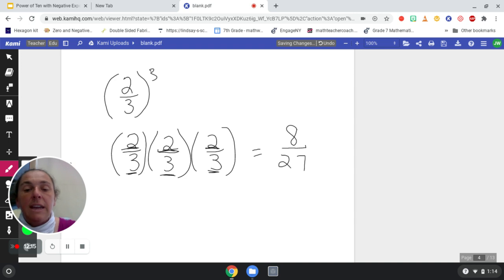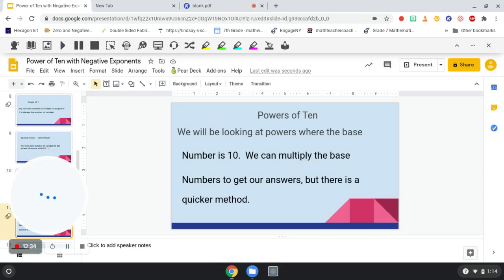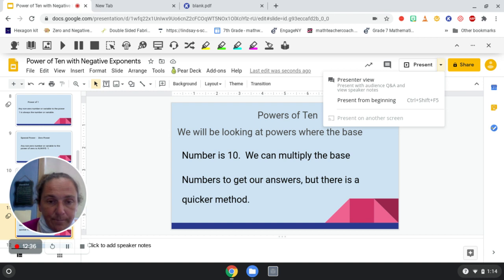So that would be 8 over 27. Okay? So those are some examples. You can go back and review those, pull the video back up, and let me explain those again some more if you need help. Otherwise, we're going to go back to our slides at this point and finish talking about our power of tens.